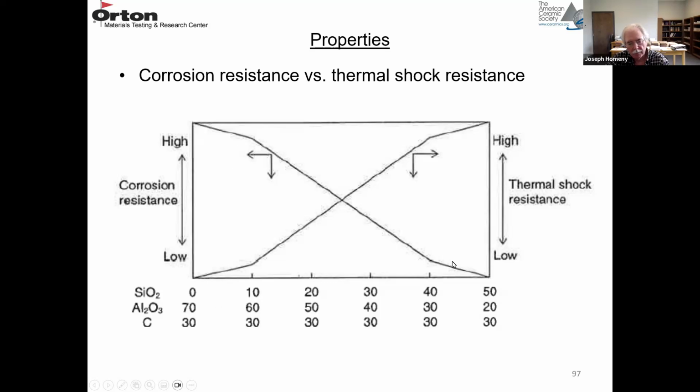So this plot, with the arrow pointing to the left, is for corrosion resistance. This plot with the arrow pointing to the right is for thermal shock resistance. So the corrosion resistance drops as we decrease the alumina content, and the thermal shock resistance increases as we increase the fused silica content. So again, if you want to optimize the performance, you have to use compositions in the center of this diagram.